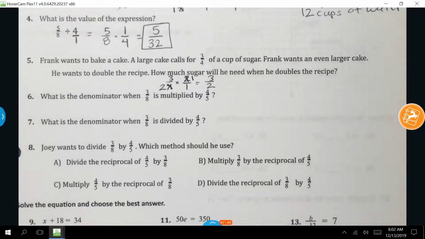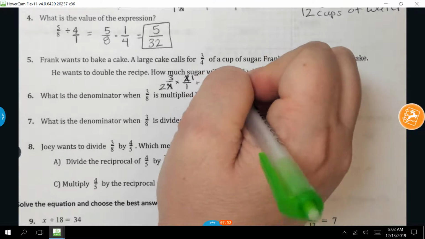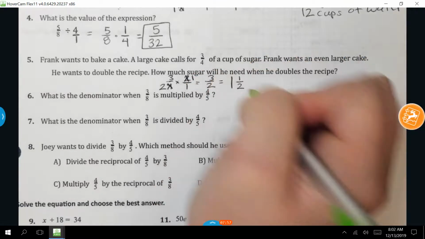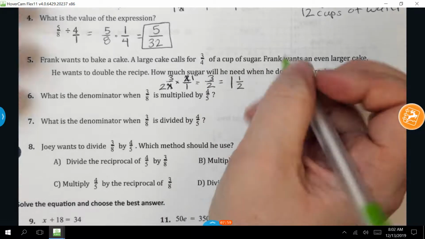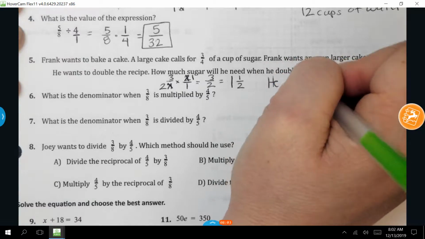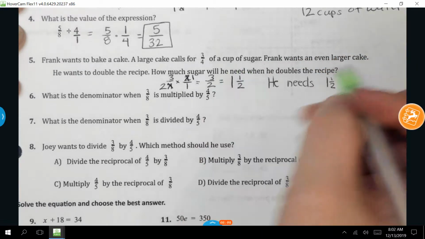Can I leave it like that? No. So I'm going to change that. 2 goes into 3 1 time. How many do I still have left over? 1. So I get 1.5. So I could write he needs 1.5 cups of sugar.